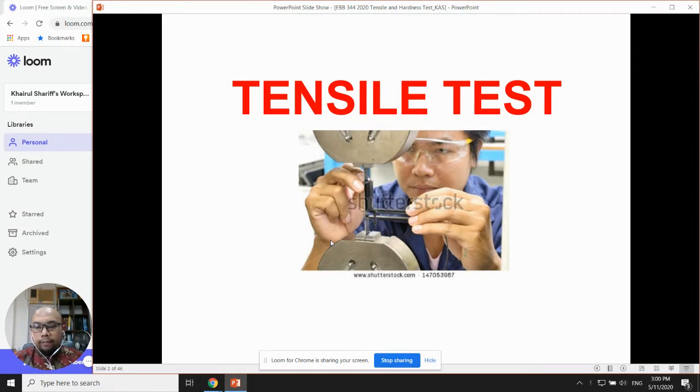Okay, for the first topic, I will touch on the tensile test. I think maybe some of you have seen this kind of testing, and maybe some of you haven't yet. So in this particular topic, I will show you one video, in order to show how the tensile test has been used in the real engineering world.